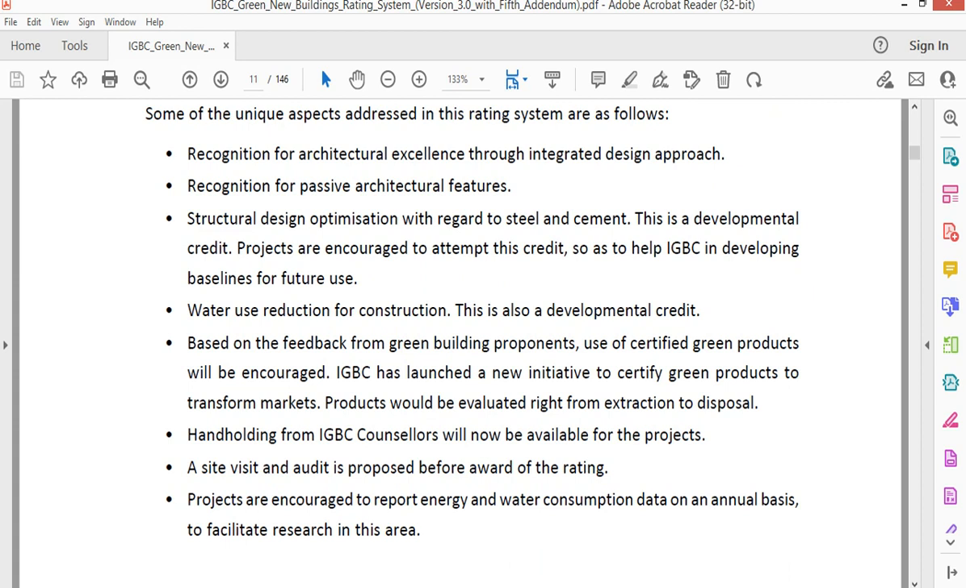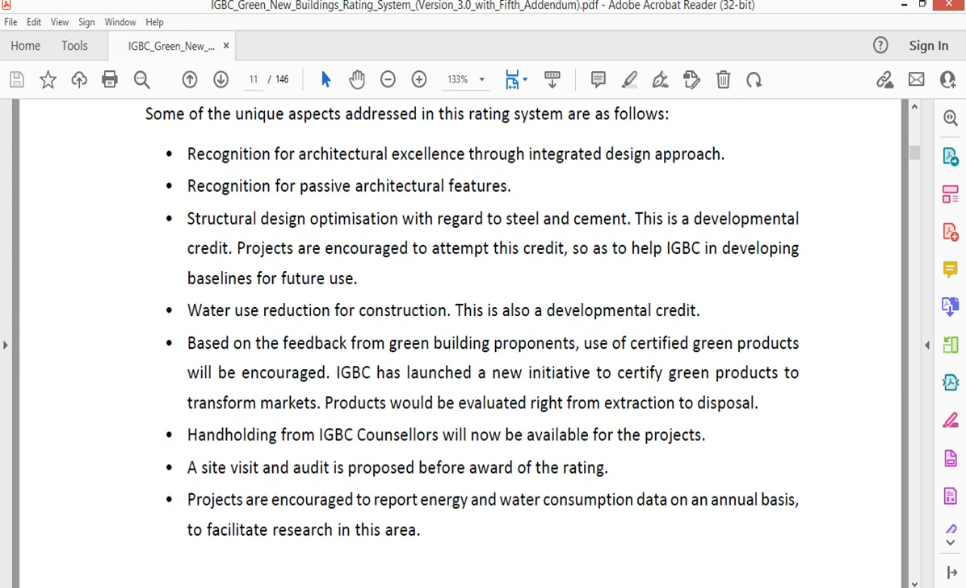The first aspect is about the recognition for architectural excellence through the integrated design approach. The integrated design approach refers to the collaboration of the various project team members in order to develop a high performance building. The second aspect is about the recognition for the passive architectural features. This can actually be done by the passive heating or passive cooling techniques.